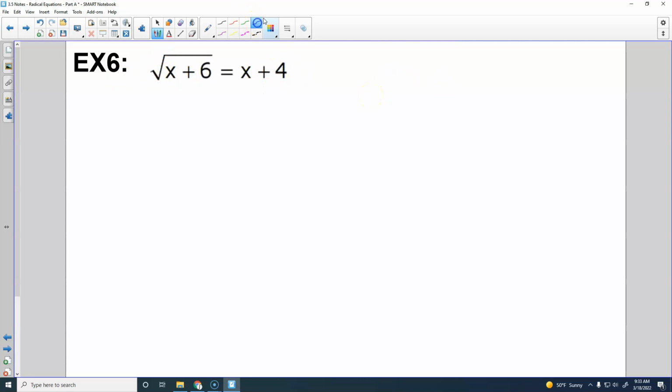So what we're going to have to do is get the square root by itself if it's not already, which it is by itself here. We're going to square it. That'll at least get rid of our square root. So I got x plus 6. But that means I have to square the other side. And when I square the other side, I have to put parentheses around it and square that entire expression, which means that I'm not doing x squared plus 16. I'm doing x plus 4 times x plus 4 here.